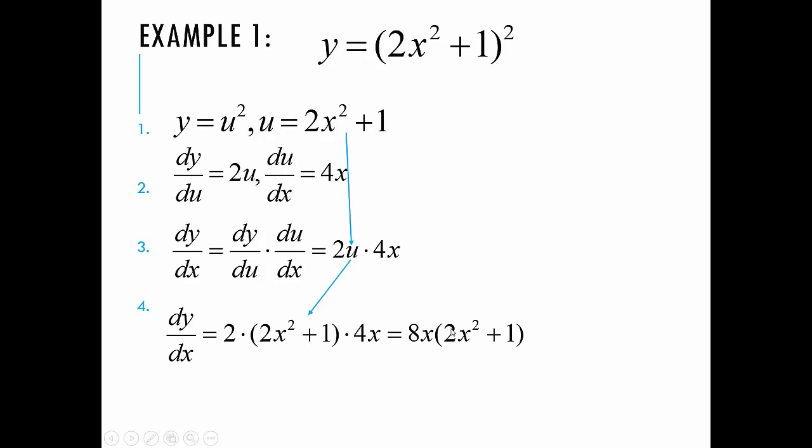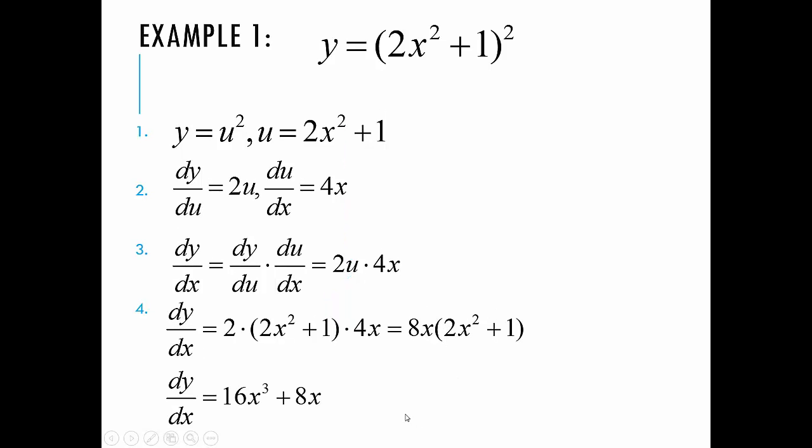And then last, I substitute back what u was. I had u equals 2x squared plus 1, so where I see a u, I substitute this back in. I went ahead and multiplied 4x times 2, and I can even do another step. I could distribute the 8x and get my final answer. Just to recap, you're looking at an outside function and an inside function. Once you get those labeled, you take their derivatives, you multiply them, and then you substitute back.